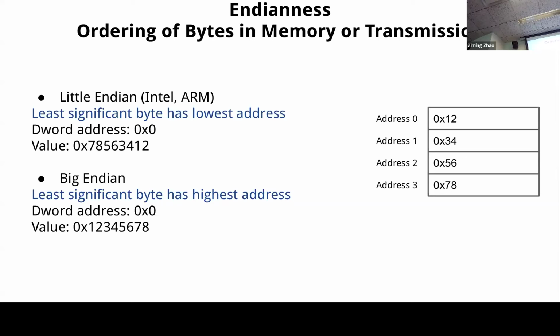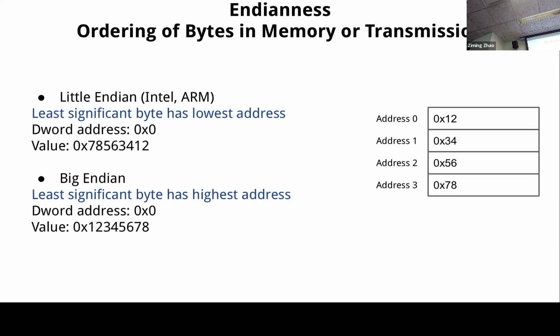Then for a little endian machine, the 4 bytes represent one number, one integer. At the lower address 0, this byte, 12 in hex, is actually the least significant byte for that value, which means the value here is 78, 56, 34, 12 in hex. So this is the highest, most significant byte, and this is the least significant byte. Just to remember, the least significant byte has the lowest address in a little endian machine.